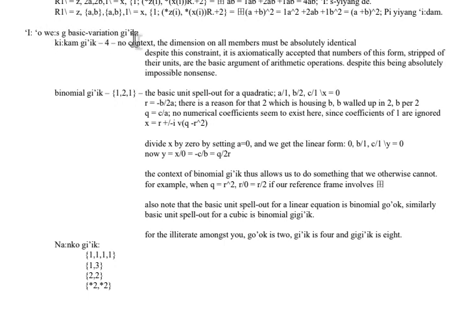Joo, it's a basic variation cake. Cake is just 4. This is peasant 4, villager 4. The 4 that you believe is the only 4. This carries no context. The dimension on all members must be absolutely identical. And despite this constraint, it's axiomatically accepted that numbers of this form, stripped of their units, are the basic argument of arithmetic operations.